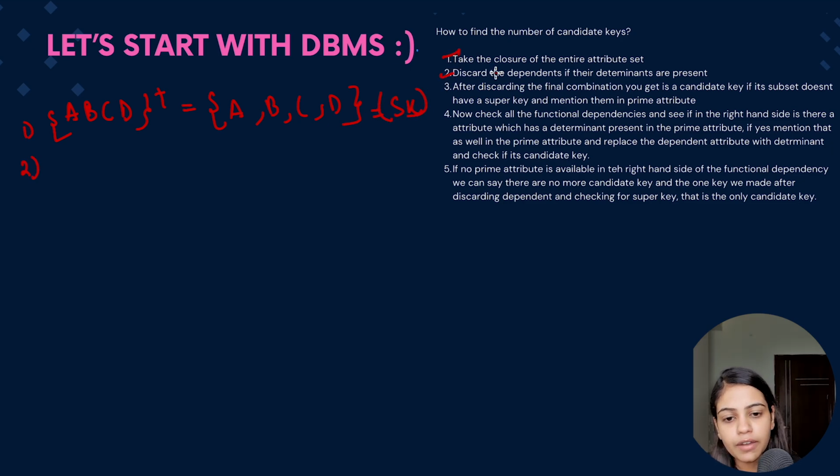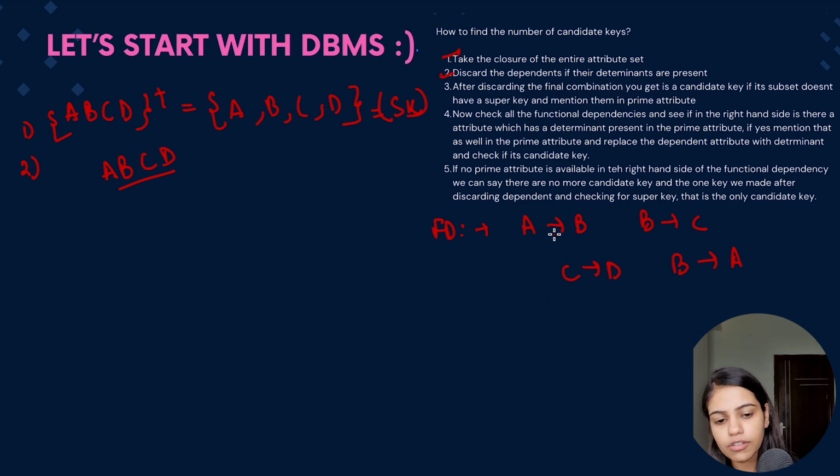Now in step 2, we have to discard the dependents if their determinants are present. So we have got this key as A, B, C, D. The functional dependencies provided to us are A determines B, B determines C, C determines D, and B determines A. Also, using the rule of transitivity, we can say A determines C and B determines D, since B is common between these two and C is common between these two.